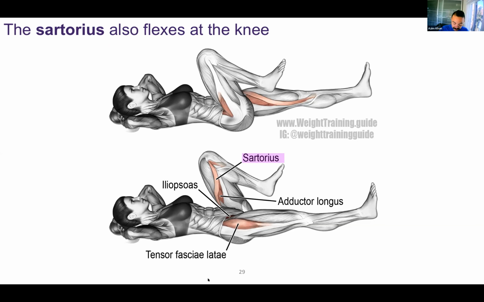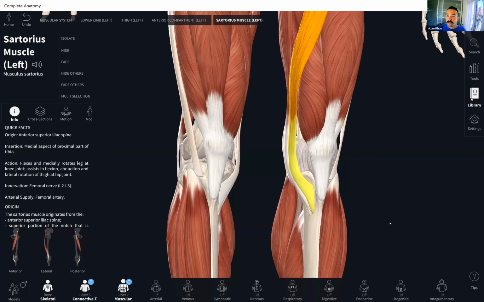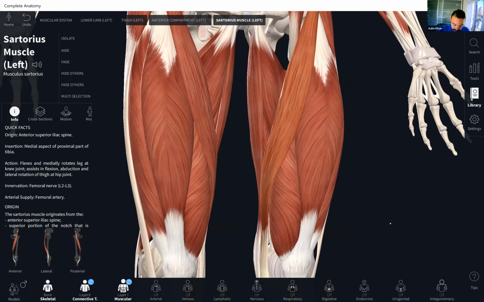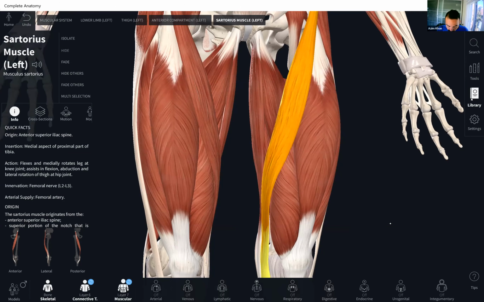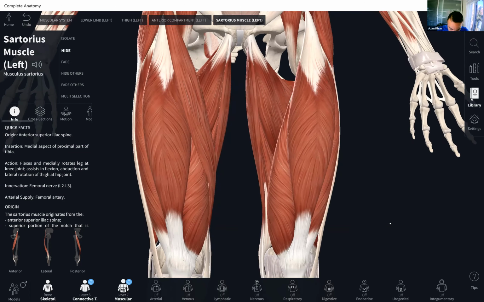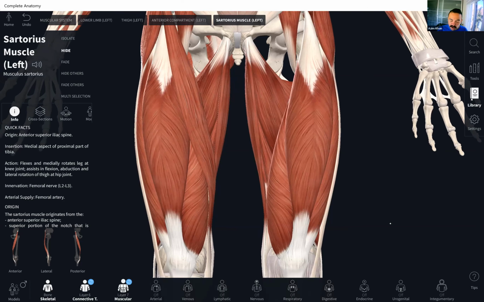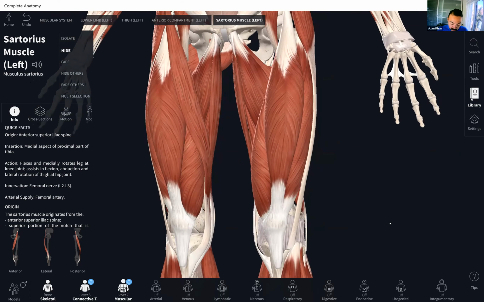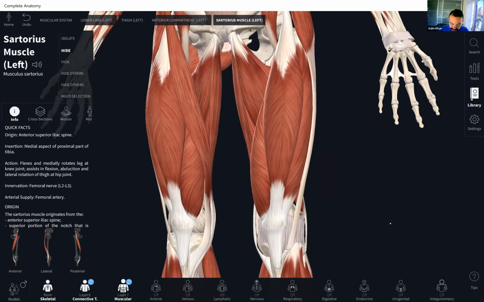Back to Complete Anatomy. That's the sartorius. I'm going to hide it so that we can better see some of these other muscles. I'll actually go over the anterior femoral muscles first, the quadriceps, and then we'll hide these to show the adductors. Here's rectus femoris.